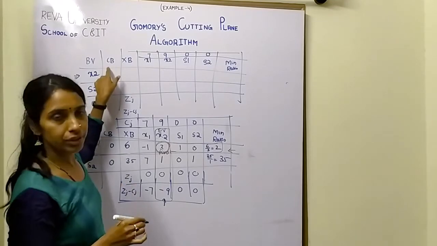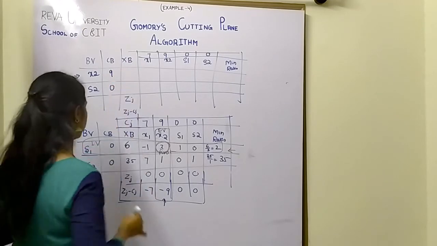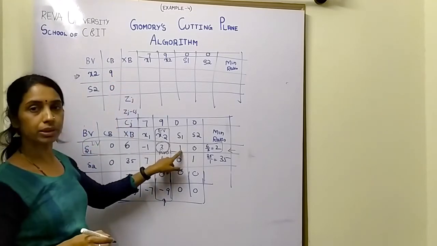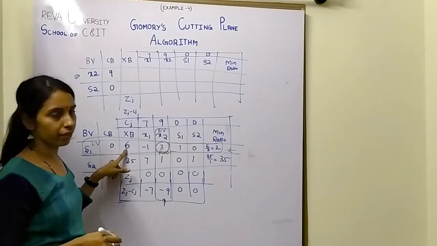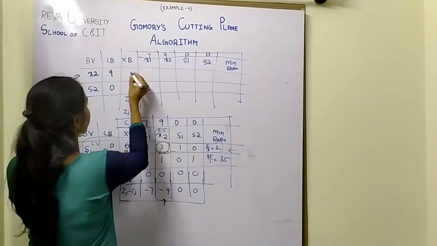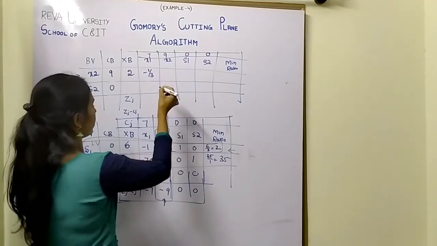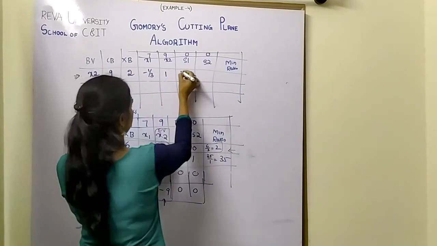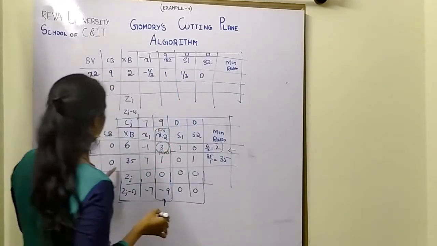What is the coefficient of x2 in your objective function? 9. s2 is 0. And you have to find out the new row values. What is the new row value? Old value divided by pivot. 6 by 3 gives you 2. This is minus 1 by 3. 3 by 3 is 1. This is 1 by 3. 0 divided by 3 is 0.